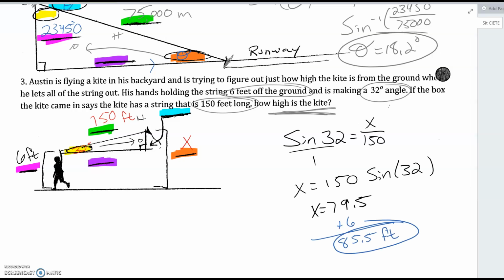Okay, so then he's holding it 6 feet off the ground. So keep that in mind. Anything that's elevated off the ground, we are going to have to add in at the end. So this is opposite and hypotenuse. So sine of 32 equals x over 150. Get 79.5. Add 6, you should get 85.5.